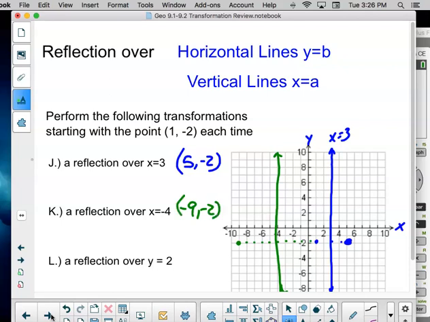Okay, using the x equals -4 line, and I am reflecting this point, (1, -2), each time. So it's 1, 2, 3, 4, 5, and then 1, 2, 3, 4, 5 on the other side.